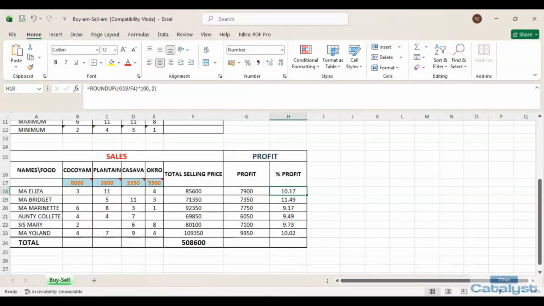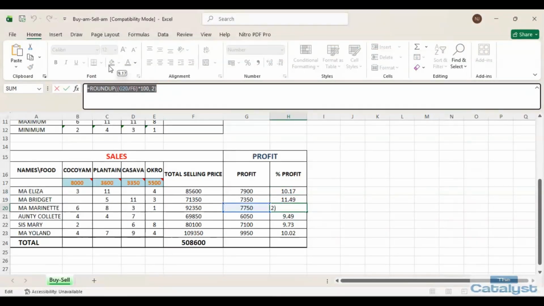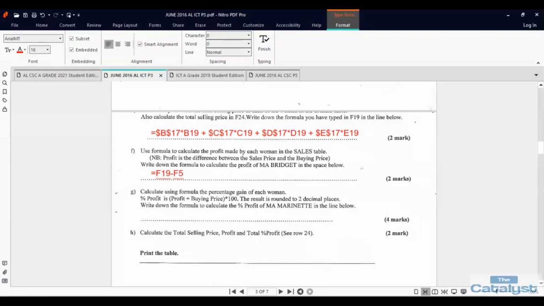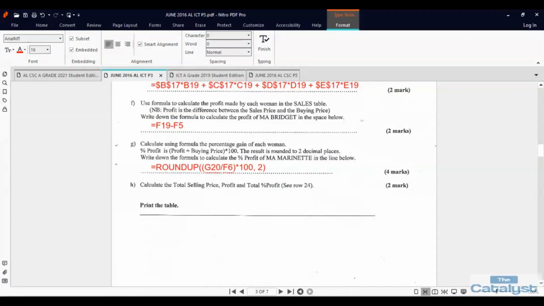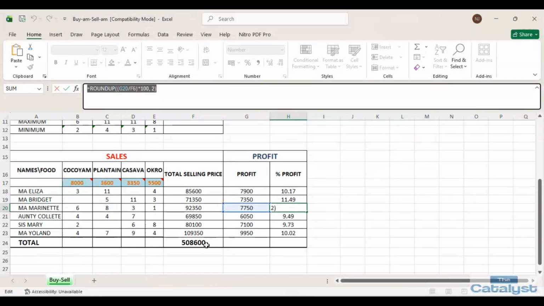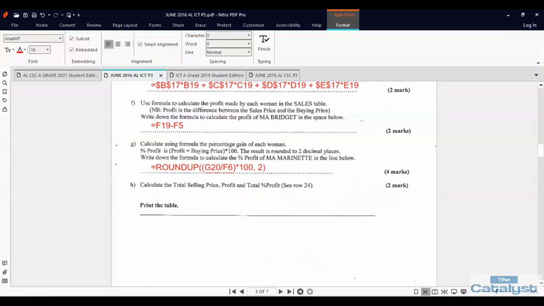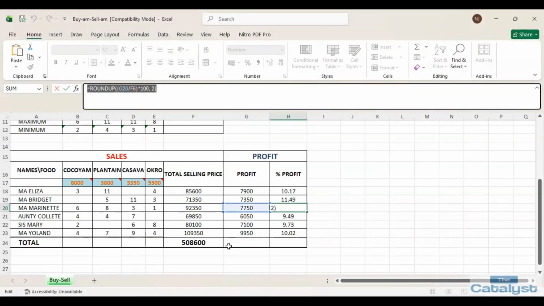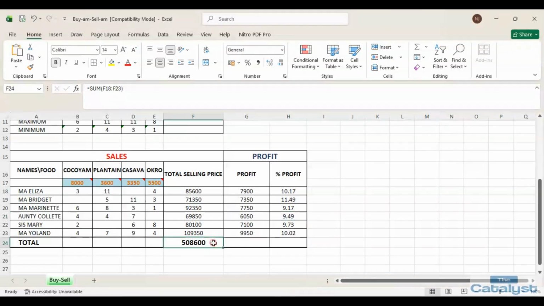They said we should put for Marinette. Okay, this is the formula that we use for Marinette. Very well. Now calculate the total selling price, profit, and total percentage profit. Okay, total selling price, total profit, and total percentage profit. Yeah, this is the total selling price. So I will just get across to calculate the other totals.